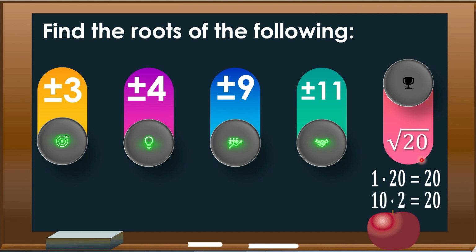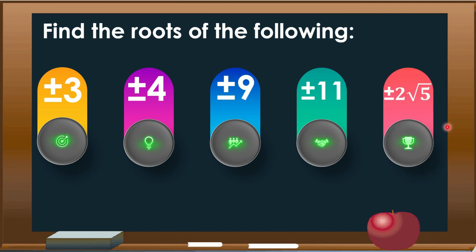Yes, it can be 2 times 10 or 10 times 2 is equal to 20. Still, when I extract the square root of 10 and the square root of 2, wala namang perfect square dyan. So, hindi ko rin siya pwedeng gamitin. Ano pa ba? Yes, it can be 4 times 5 or 5 times 4. Why? Because 4 here is a perfect square. Considering 4 times 5 is equal to 20, the root of square root of 20 will be positive negative 2 square root of 5.